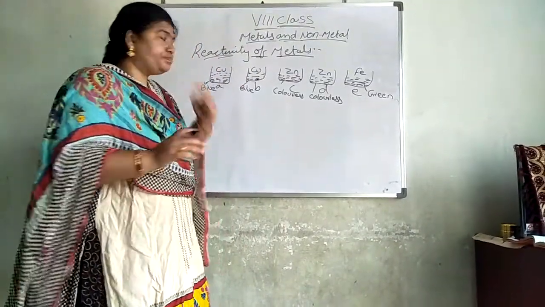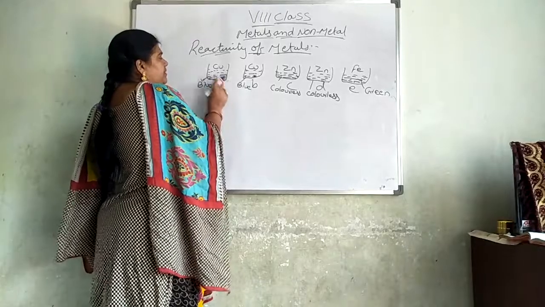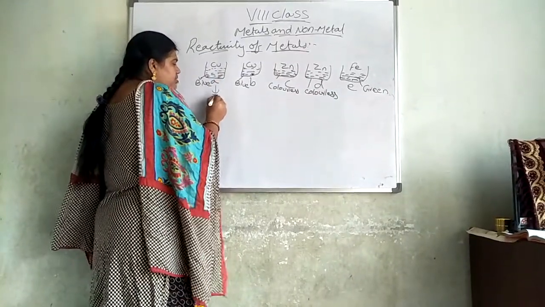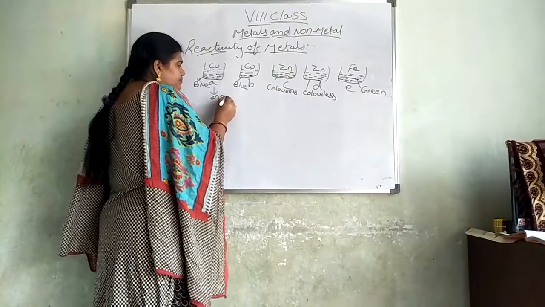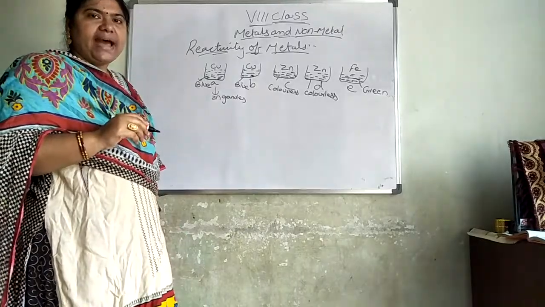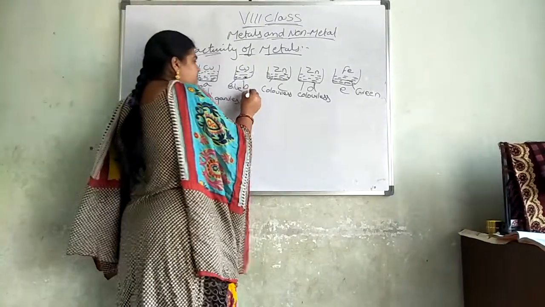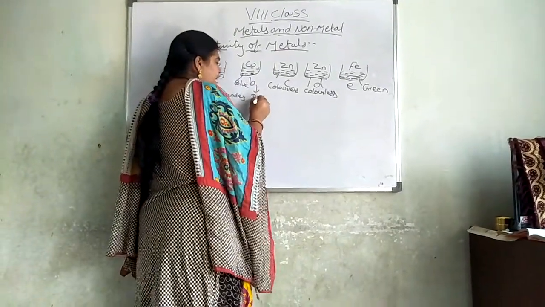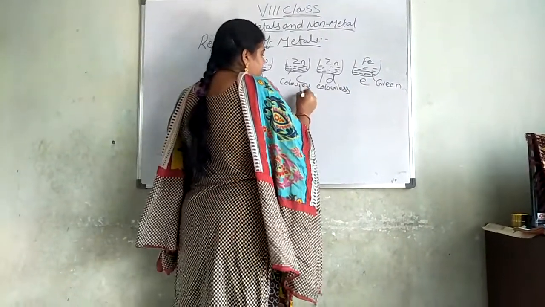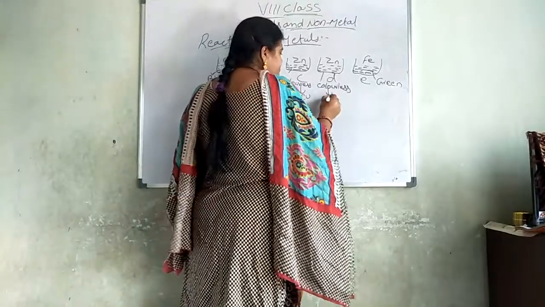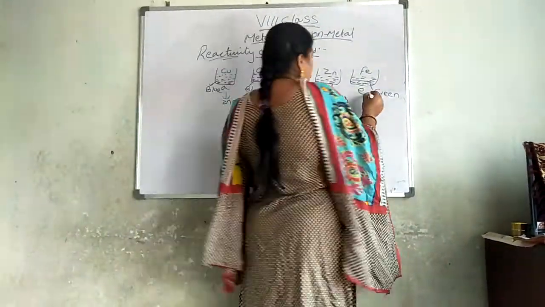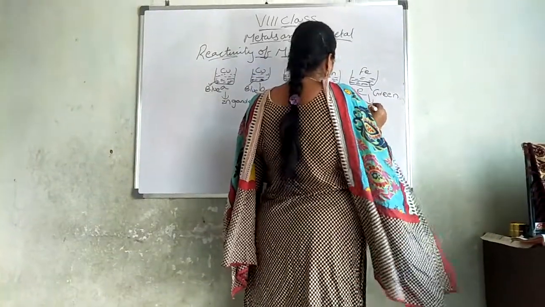Okay, now in the first beaker, in this copper solution, you add zinc granules. In the second beaker you add iron nail. In the third beaker you add copper. In the fourth beaker here you add zinc.